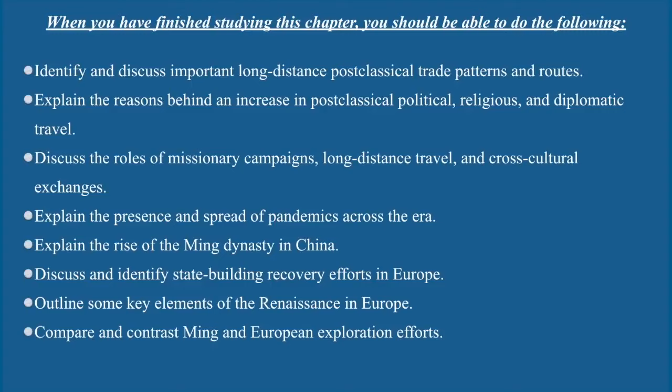Next, discuss the roles of missionary campaigns, long-distance travel, and cross-cultural exchanges. What was the outcome of all those people interacting with each other, and what changed as a result? Next, explain the presence and spread of pandemics across the era. I think we talked about two in this chapter, so you should be able to find that. Next, explain the rise of the Ming Dynasty in China: how it happened, why it happened, and what they did to consolidate power.